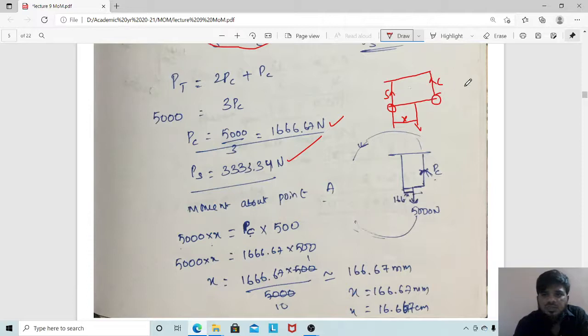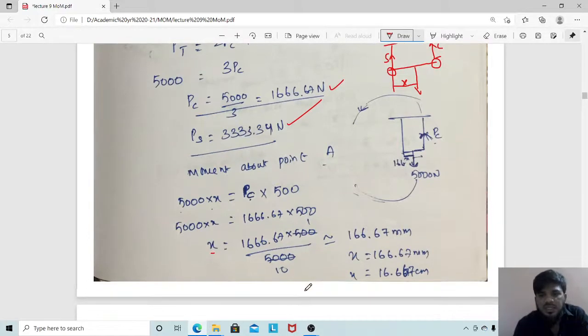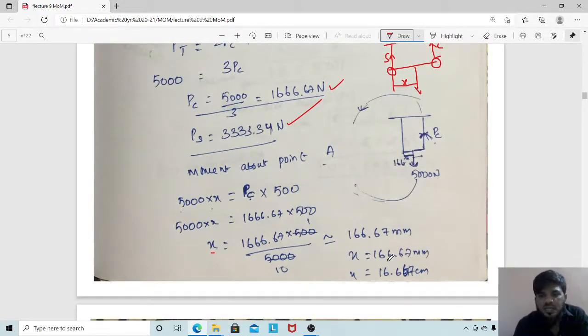Okay, so 5000 into x, about this point, 5000 into x should be equal to PC into what is the distance between these two, which is 50 centimeter. We have already converted in terms of mm as 500. PC into 500. From here we can calculate the value of x, which is found to be 166.67 millimeter.